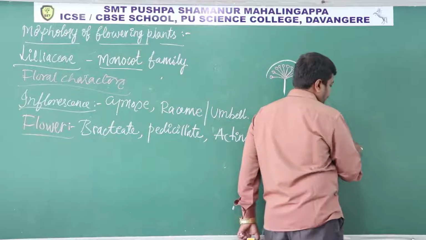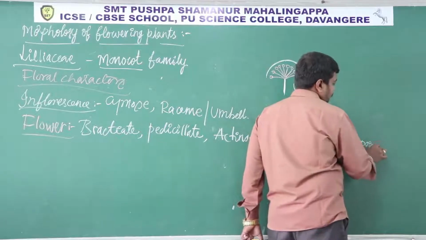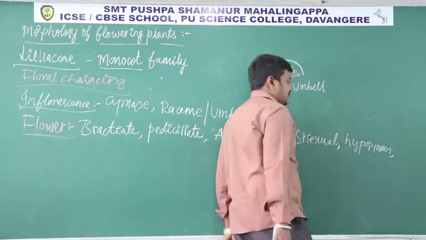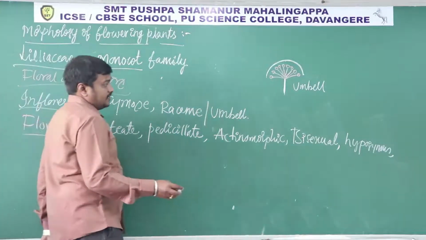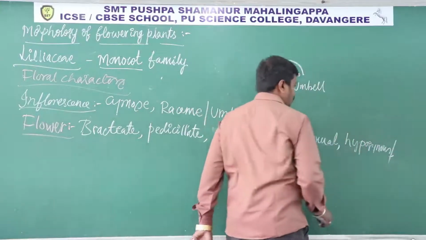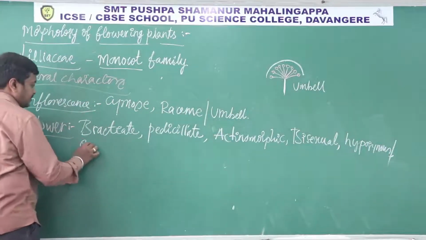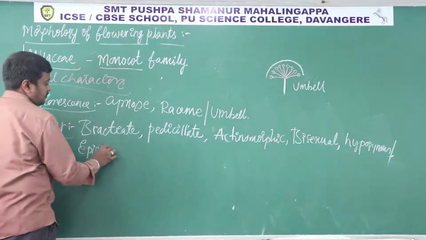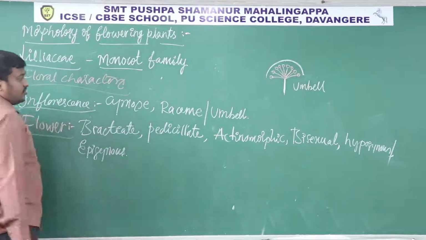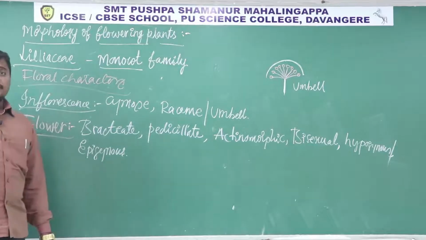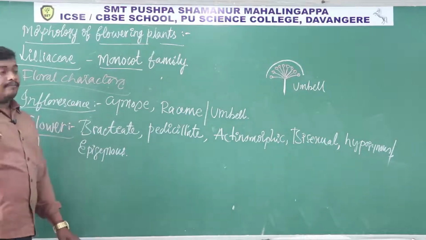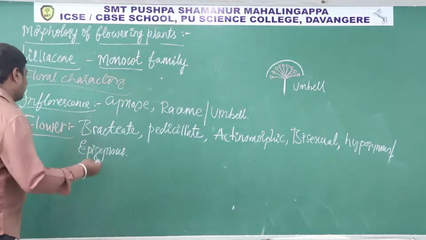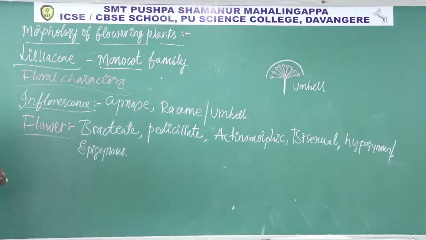Then hypogynous. The hypogynous condition is there, and in some flowers hypogynous or epigynous condition is also there. Some flowers have the hypogynous condition, and some flowers have the epigynous condition. So both conditions can be seen with respect to the position of the ovary. Yeah, so this is about the flower character.